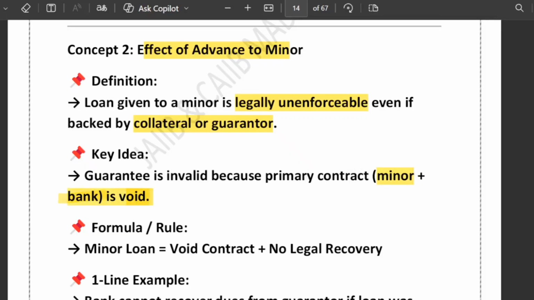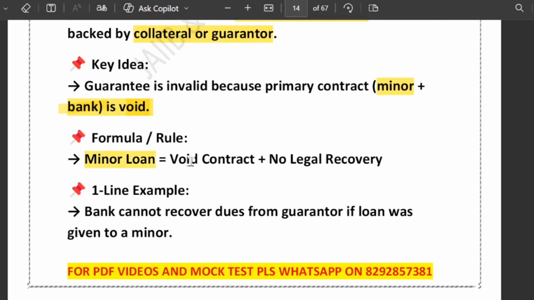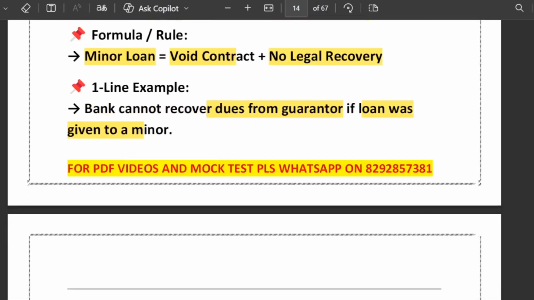Now the rule is very simple. Minor loan includes two things: void contract plus no legal recovery. For example, the bank cannot recover dues from the guarantor if the loan was given to a minor. Suppose a loan was given to a minor. How can the bank recover dues from the guarantor? No way. The guarantee is also invalid because the primary contract is void. So the bank cannot recover dues from the guarantor because the loan was given to a minor. I hope it is clear.